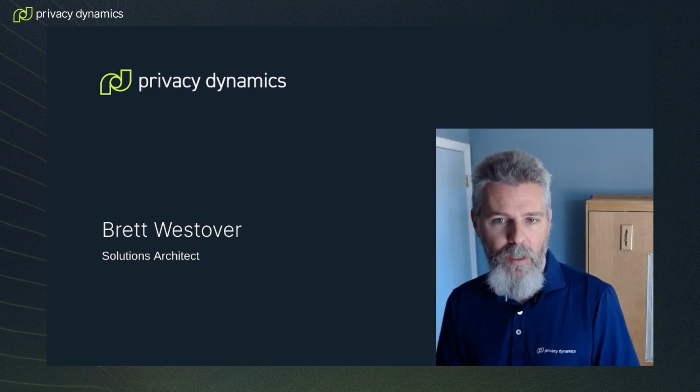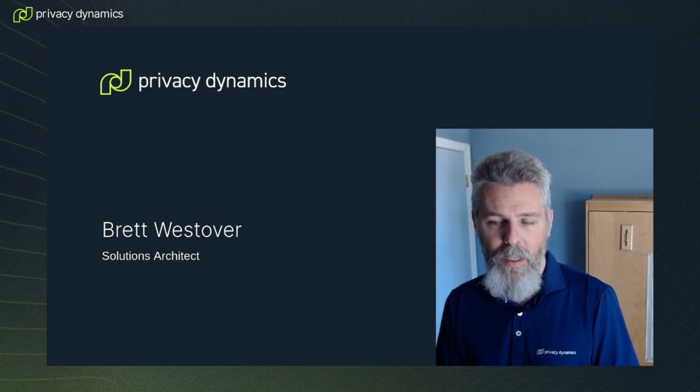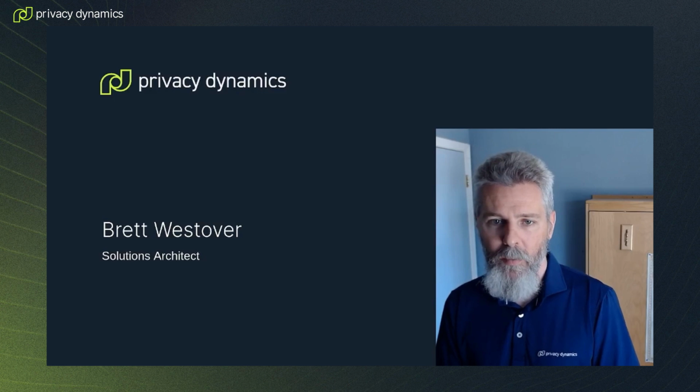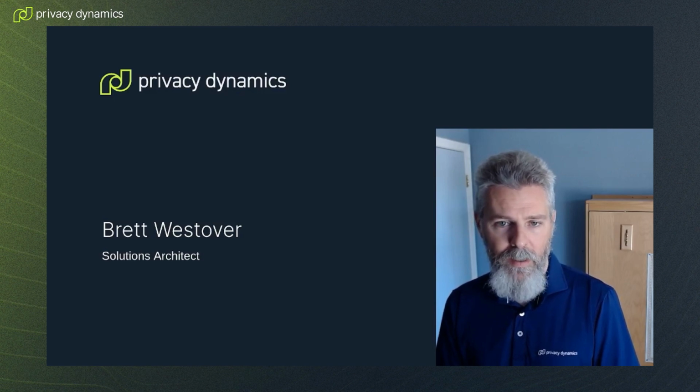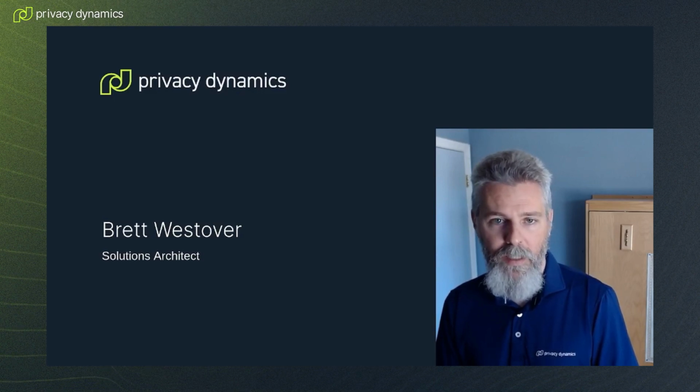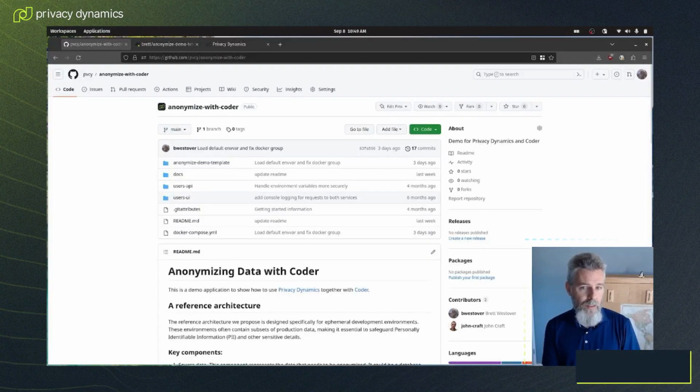We'll use a small demonstration app with some simulated user data to show you how to use Privacy Dynamics to create a copy with the personally identifiable information, or PII, removed. Then we'll use that data in our development workflow. Let's get to it. This is the GitHub repository for our demonstration app.